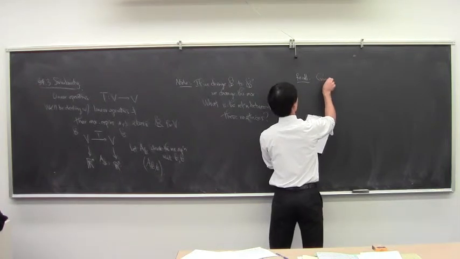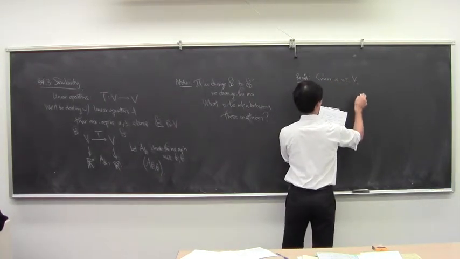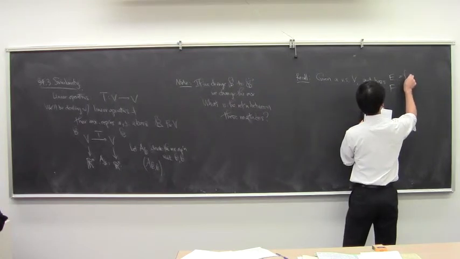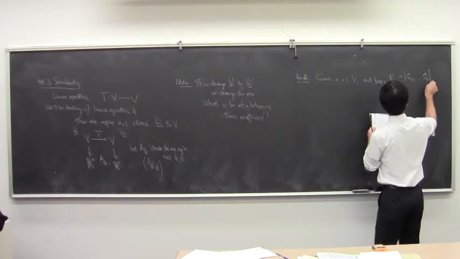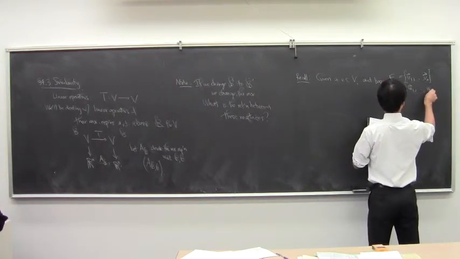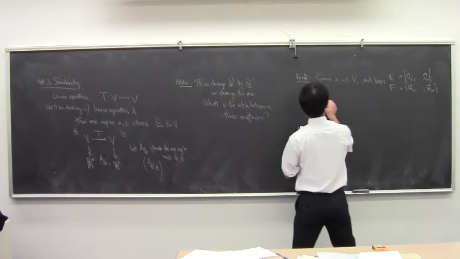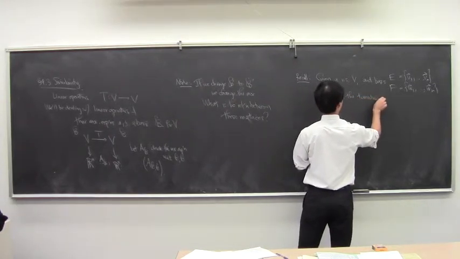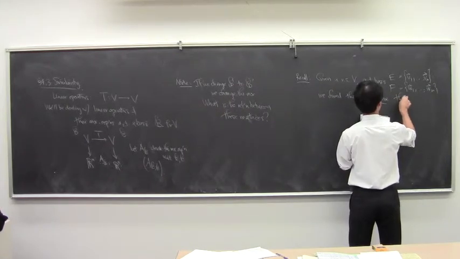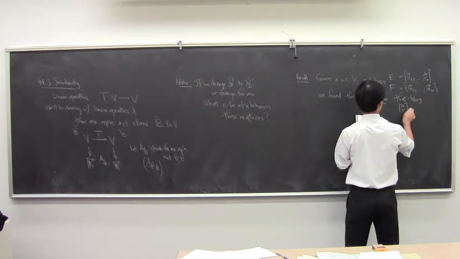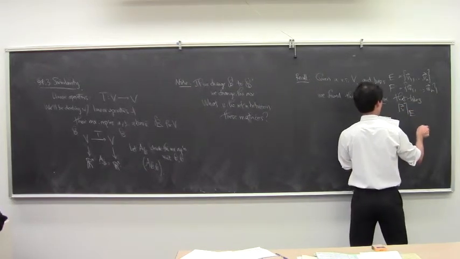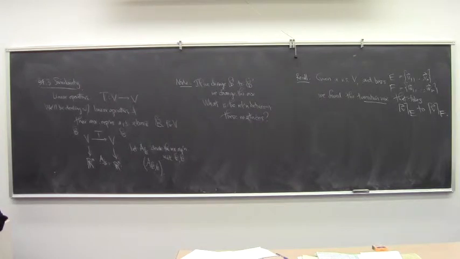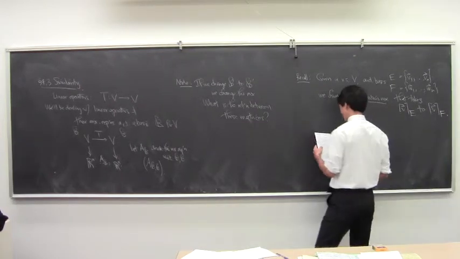So given a vector space V and bases E and F, where one was V1 to Vn, and the other was W1 through Wn, we found the transition matrix that takes the coordinate vector with respect to E to the coordinate vector with respect to F. Do you remember how we did it?